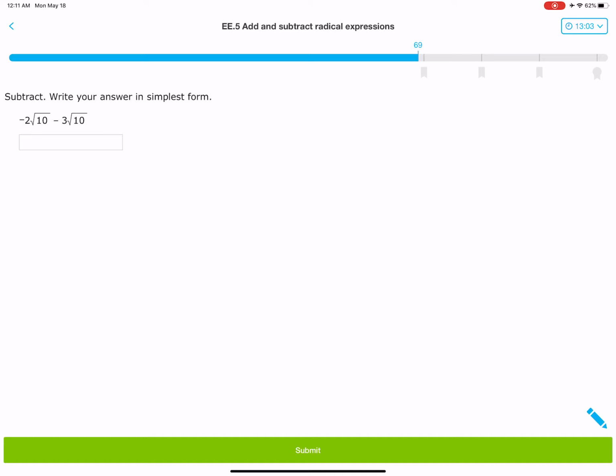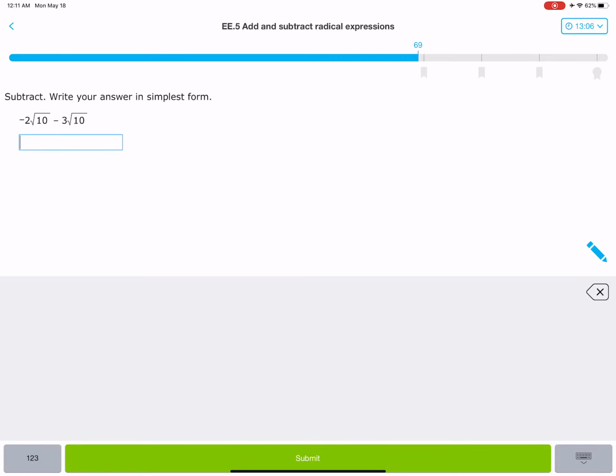And let's do one last one, just to get myself to 70. Negative 2 minus 3 is negative 5 square root of 10. And that is it.